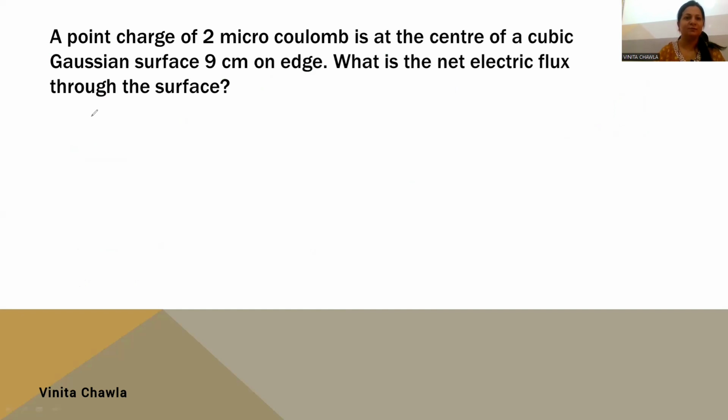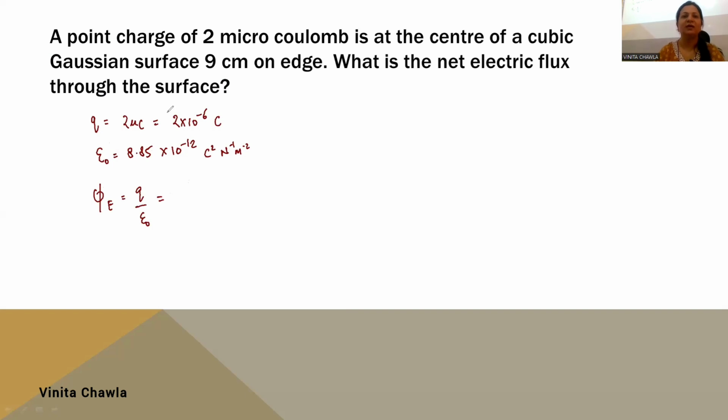Charge is given. Charge is 2 microcoulomb. And we also know the value of permittivity, 8.85 into 10 to the power minus 12. Yes, epsilon naught is 8.85 into 10 raised to the power minus 12 coulomb square per Newton per meter square. Now we will calculate using Gauss's law formula. So electric flux is Q upon epsilon naught. Arshia, please write this. Put the values and get the answer.